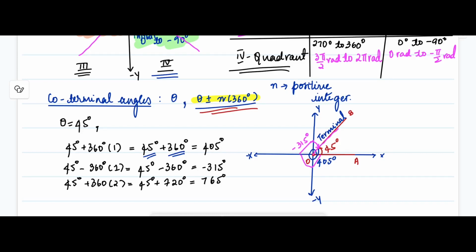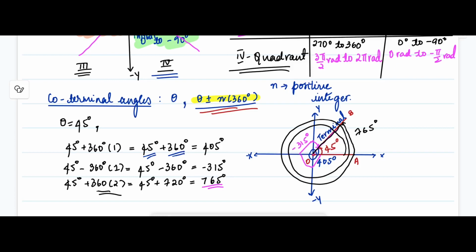Fourth example is 765 degrees. So it is making two 360-degree rotations. So this is anticlockwise rotation. First 360 degrees, second 360 degrees, plus another 45 degrees. So this will be 765 degrees. This angle is also having the same terminal side OB.